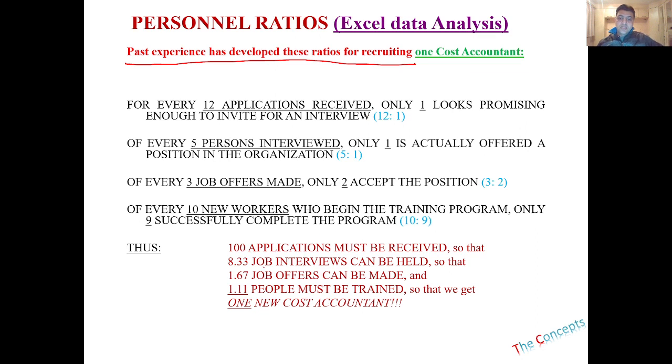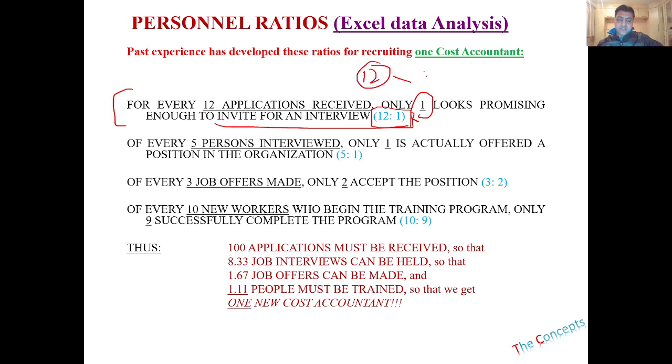So let's assume that in order to hire one new cost accountant, in the past, this was the trend and these were the ratios that we can see in the data. Our data shows that for every 12 applications received, only one looks promising enough to invite for an interview. So the ratio is 1 to 12, which means if you receive 12 applications, only one person is capable enough or promising enough to be called for the interview. So this is the first stage of the ratios that we got.